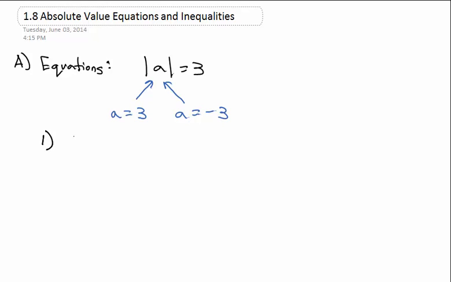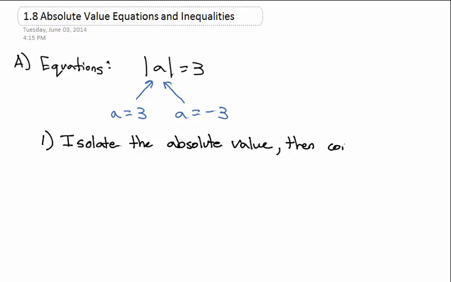Before we do that split up, though, there's an important first step we need to remember: we first must isolate the absolute value. Then we will consider the plus or minus, the positive or the negative.